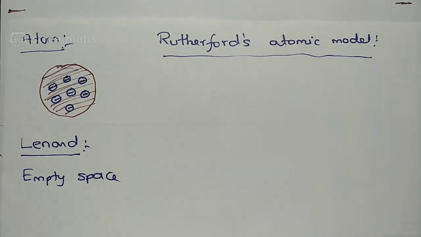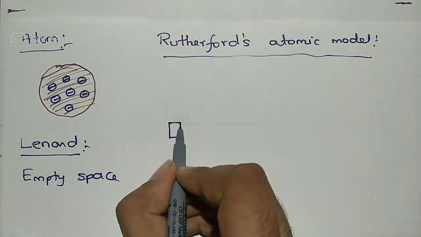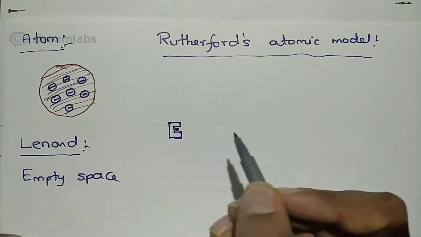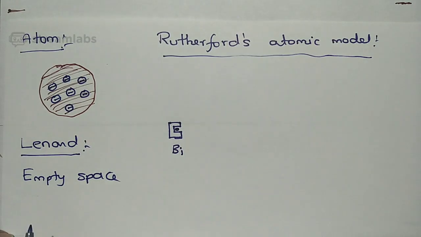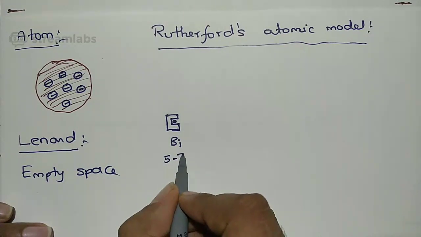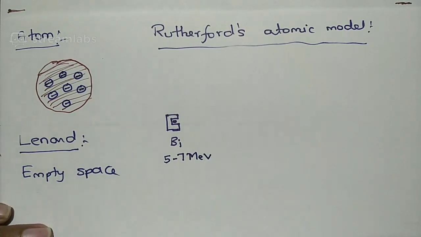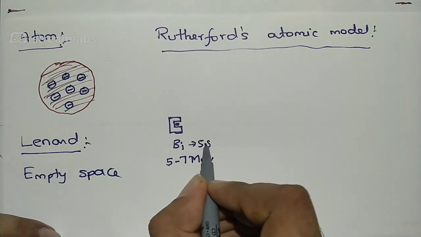In this alpha particle scattering experiment, we have a source of alpha particles. Imagine this is a source of alpha particles. One example of a source of alpha particles is bismuth. Basically the alpha particle can be emitted from all the radioactive substances, and the energy of the emitted alpha particle is usually from 5 to 7 million electron volt. And the energy of the alpha particle emitted from bismuth is around 5.5 million electron volt.